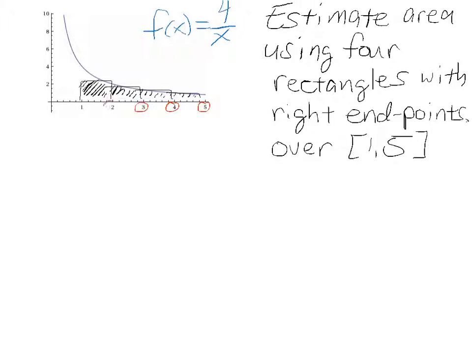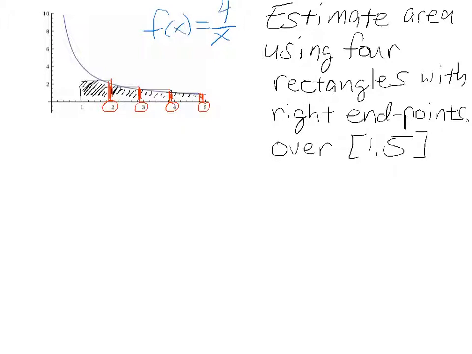these points here, because you can see that that will then give us the height of each of these rectangles. That'll give us the height, that'll give us the height, and that will give us the height there. So the width of each of these rectangles is simply 1.